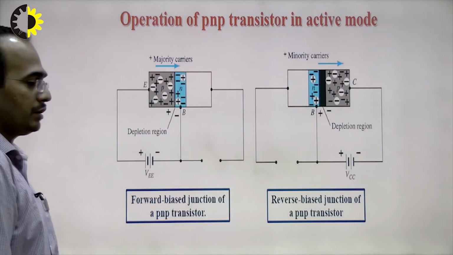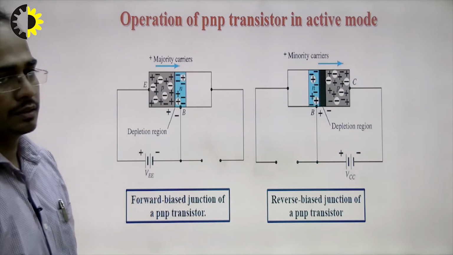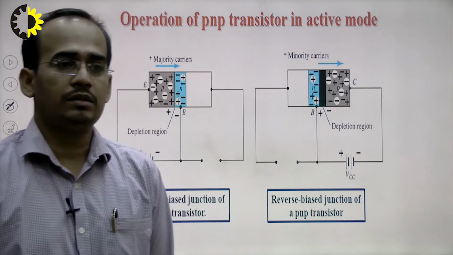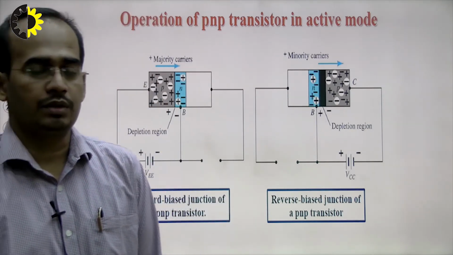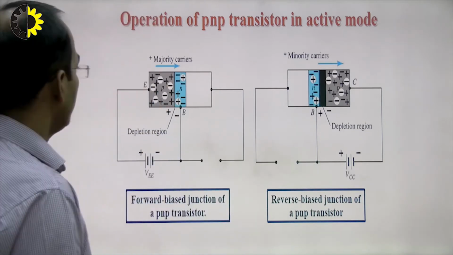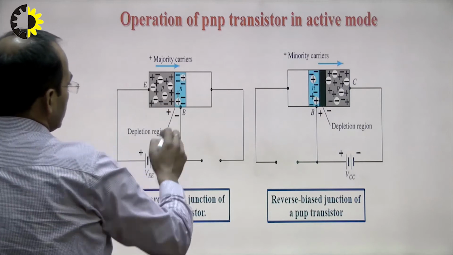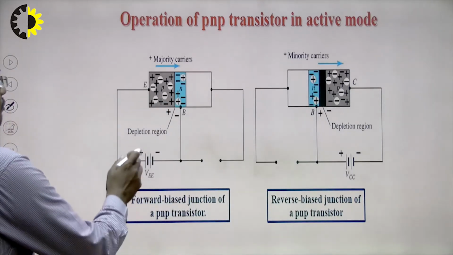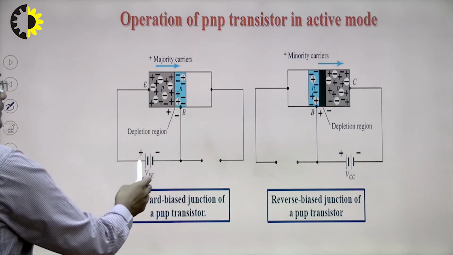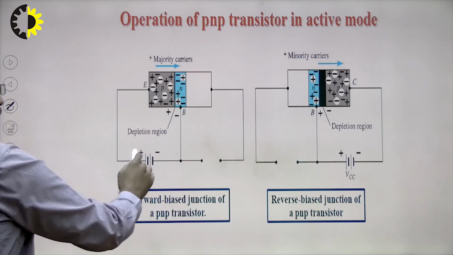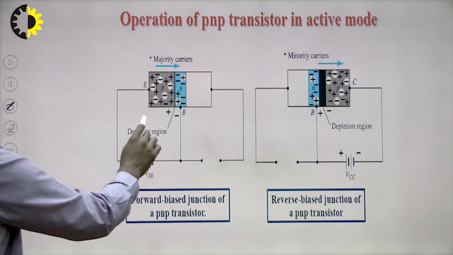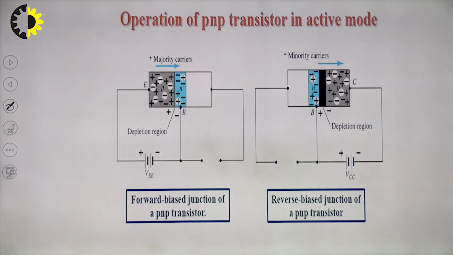Now come to the operation of the transistor in active mode. As I discussed, the emitter base junction should be forward biased and the collector base junction should be reverse biased. So, here we have considered the PNP transistor. One junction is the PN junction here, the emitter base junction. For making this emitter base junction forward biased, this P type is connected to the positive terminal of the battery and the N side is connected to the negative terminal of the battery.